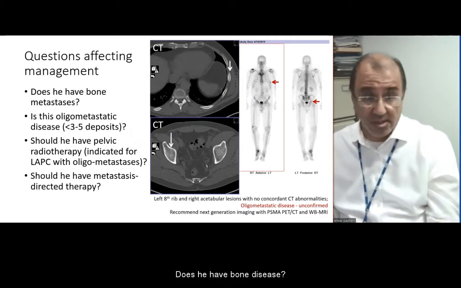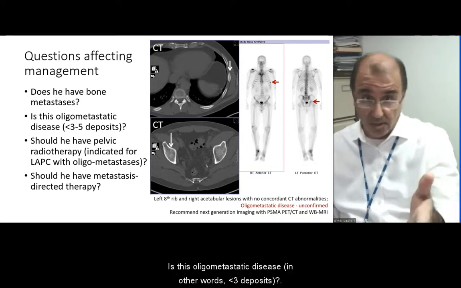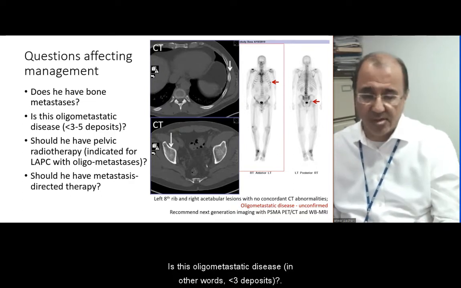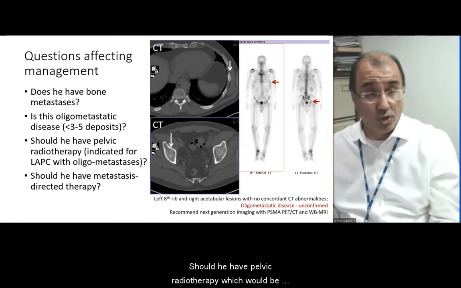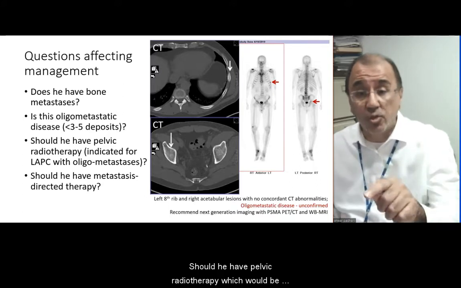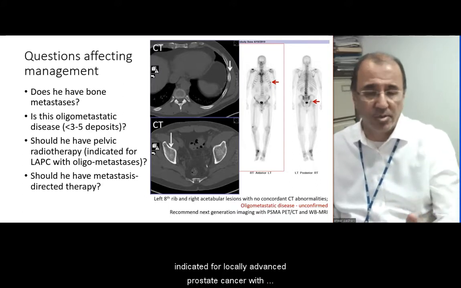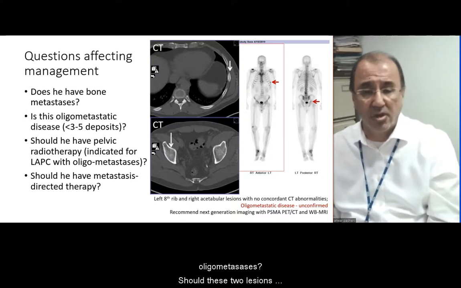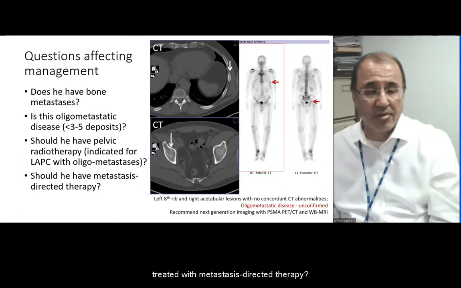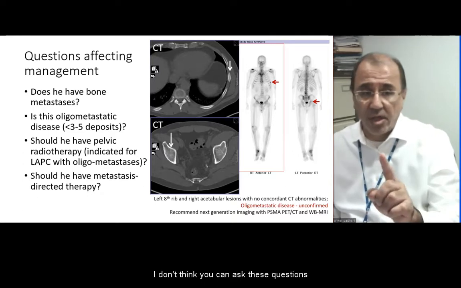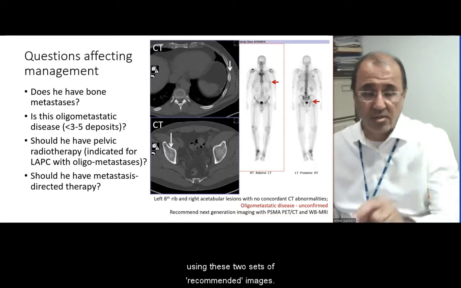Question: does he have bone disease? Is this oligometastatic disease, in other words, less than 3 deposits? Should he have pelvic radiotherapy, which would be indicated for locally advanced prostate cancer with oligometastatic disease? Should these 2 lesions be treated with metastasis-directed therapies? I don't think you can answer these questions using these 2 sets of images.